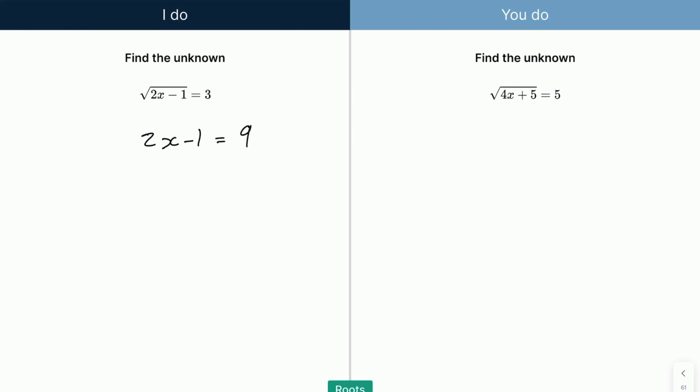And now it's quite straightforward to solve, hopefully. So all you do is add 1 there, add 1 there. So 2x is equal to 10. Divide each side by 2. x is equal to 5. So again, hopefully you've pressed pause and had a go at the example on the right.